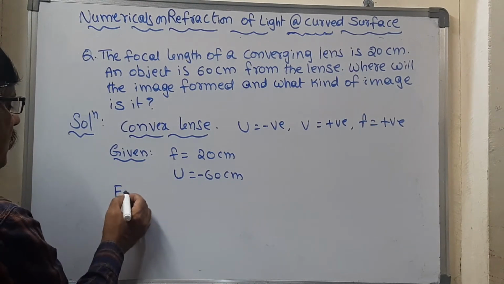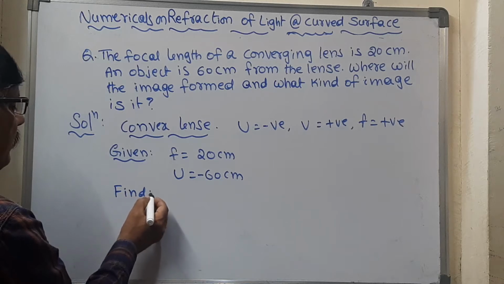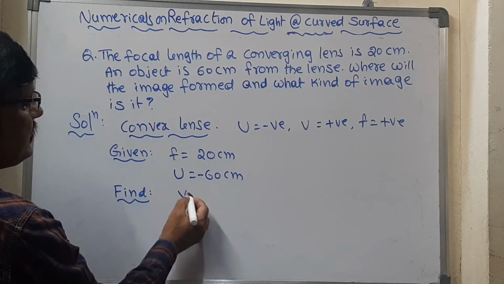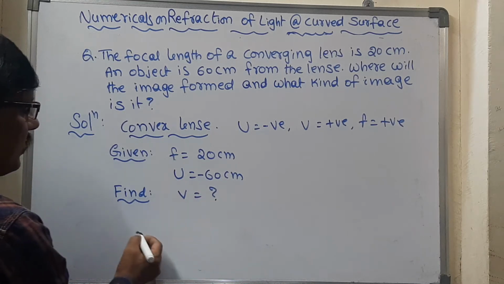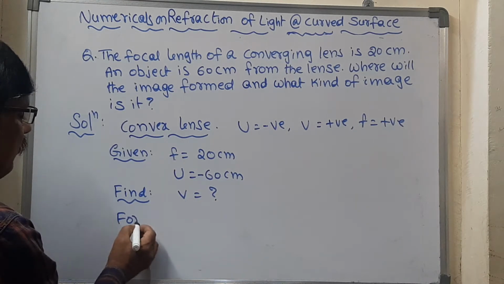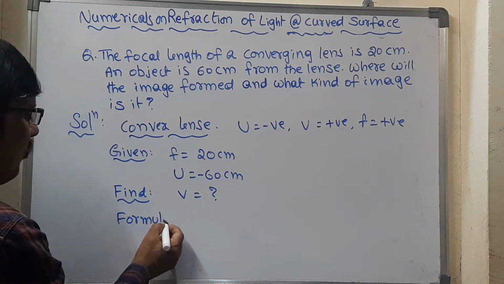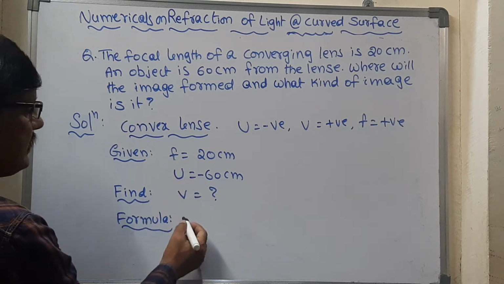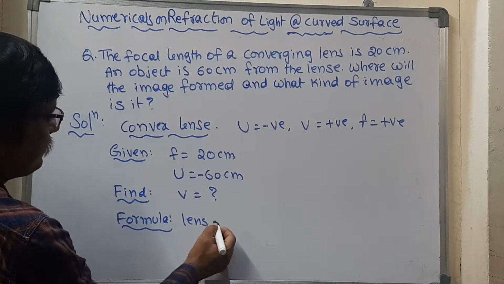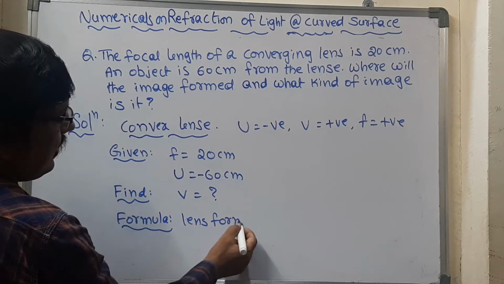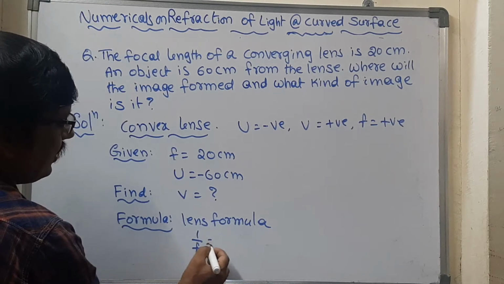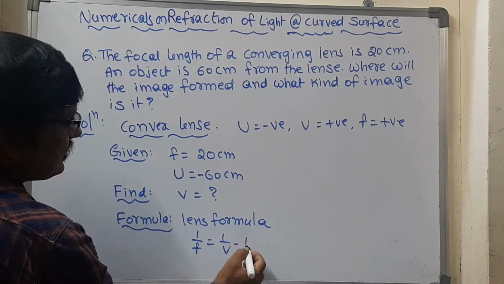Afterwards, find. What should we find? We have to find the image distance. Image distance v is equal to question mark, and the formula. What is the formula associated with these three letters f, u, v? That is the lens formula. So what is the lens formula? The lens formula states that 1 by f is equal to 1 by v minus 1 by u.